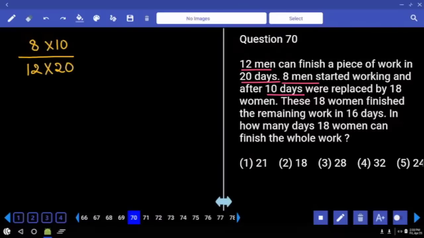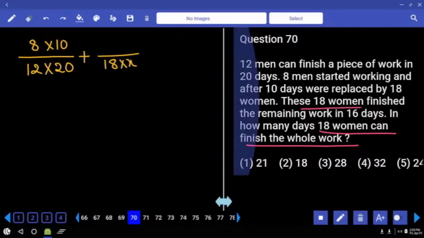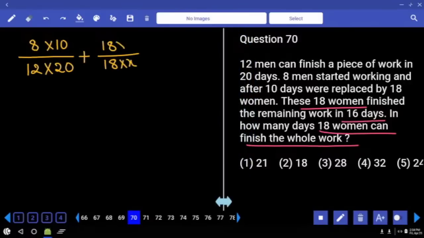Are you okay? Now, to this, let me add work done by women. 18 women can complete the whole work in how many days? That is our question, correct? Assume 18 women can complete the work in X days. Then one woman can do it in 18 into X days. Now in our question, how many women started? 1 day work of 18 women is 18 by 18 into X. That is 1 day work. Like that, how many days did they work? 16 days work is equal to that into 16. This is work done by women.